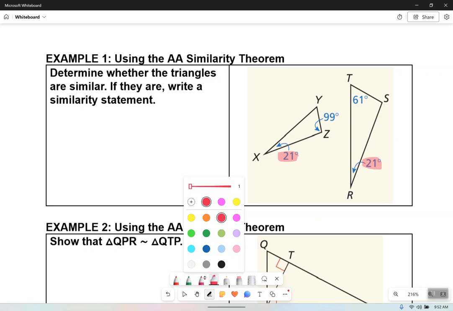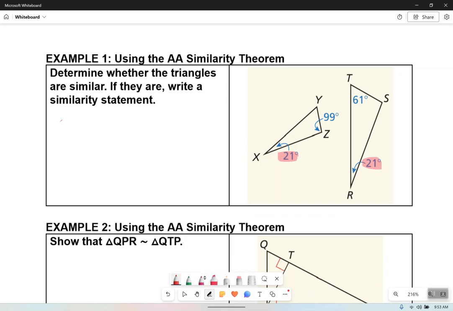What angle don't you know in the first one? Angle Y. Could I find angle Y if I know two angles? So angle Y would come from, wouldn't that be 180 minus 99 minus 21, kids? You guys agree with that? So what would angle Y equal? 60 degrees. So let's put that in here. Angle Y is how many degrees?